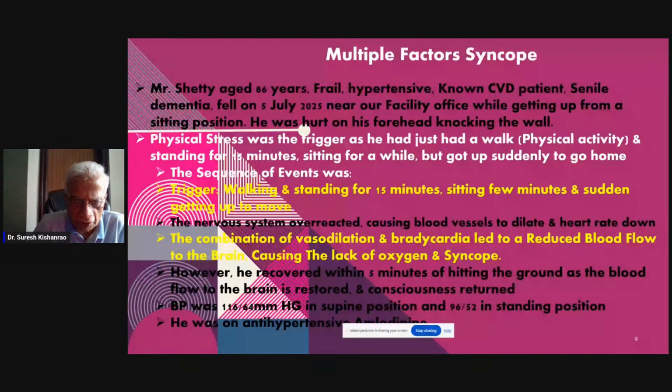He was also on an antihypertensive drug, amlodipine. So therefore here, both postural hypotension, drugs, and many other causes cause this syncope. We call this multi-factor syncope.